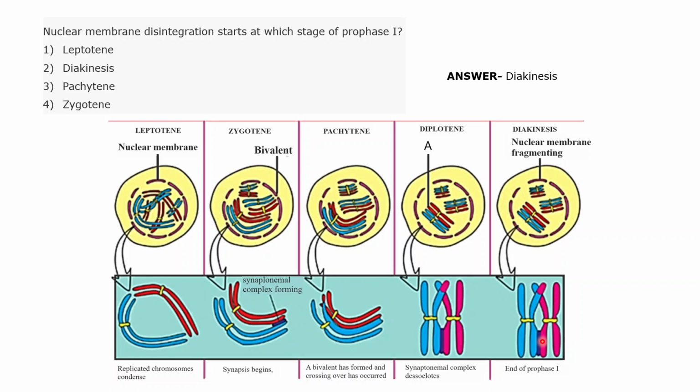So at the diakinesis stage, the nuclear membrane starts to fragment, so that it can proceed into other phases like metaphase, anaphase, etc., and then move on to the meiosis 2 stage. So nuclear membrane disintegration starts at the diakinesis stage of prophase 1. Does anyone have any doubt regarding this?